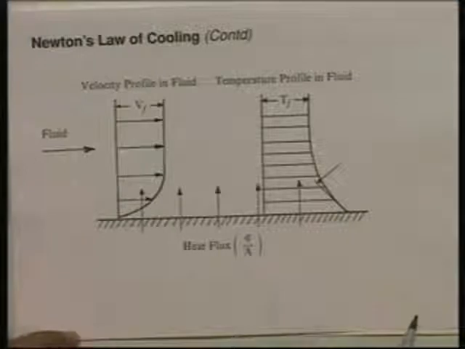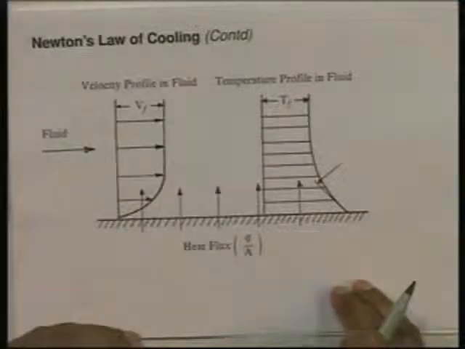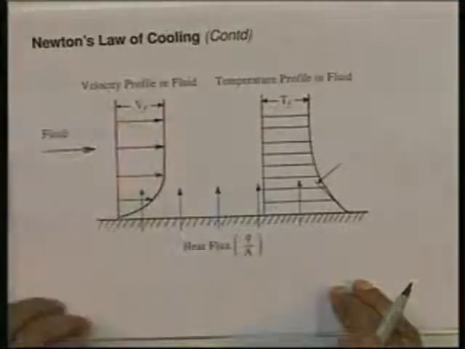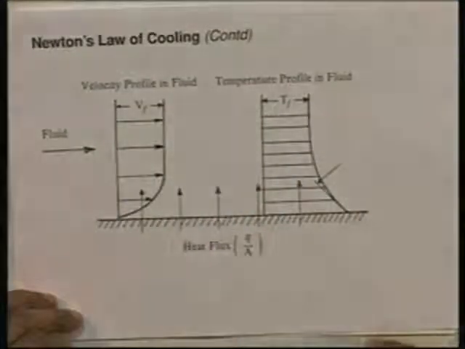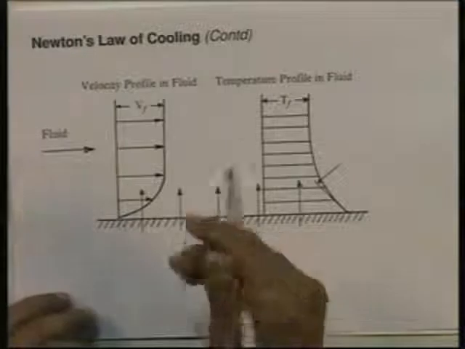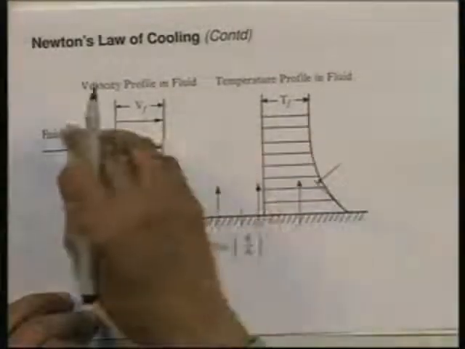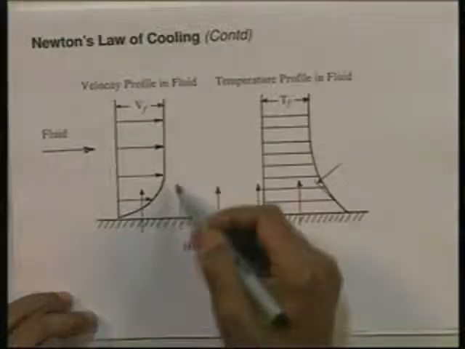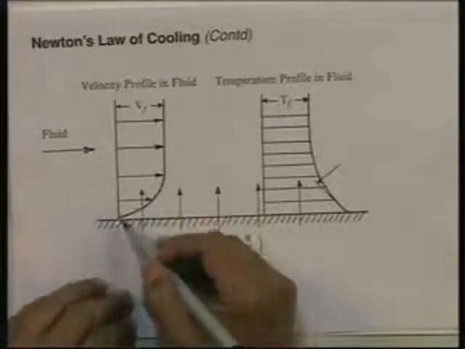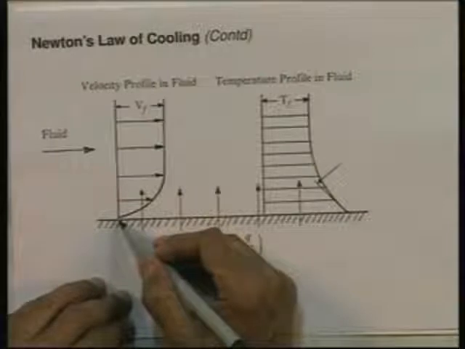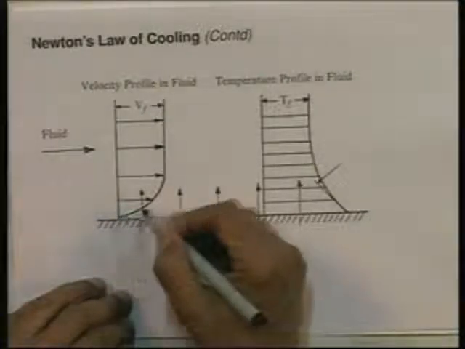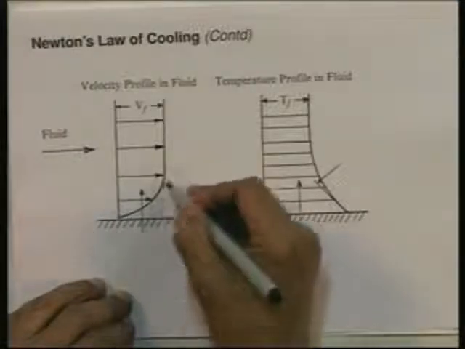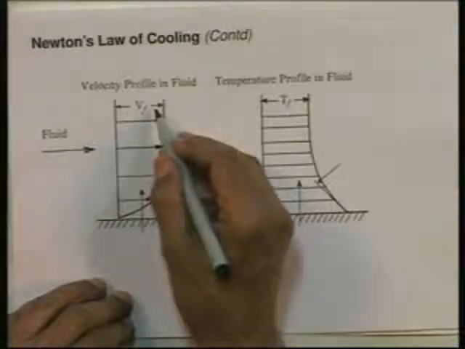This fluid, far away from the wall, is at a temperature Tf and at a velocity Vf, and it is flowing over this wall. Now, the velocity and temperature profile of this fluid near the surface would look something like this. At the surface the velocity has to be 0. As we go a little further away from the surface, the velocity of the fluid will go on increasing, and then it will gradually merge asymptotically into the free stream value Vf.